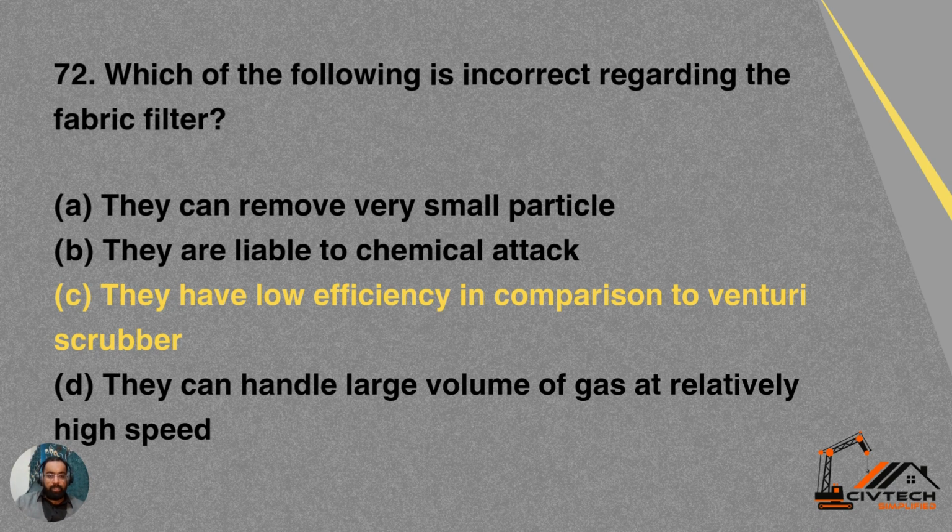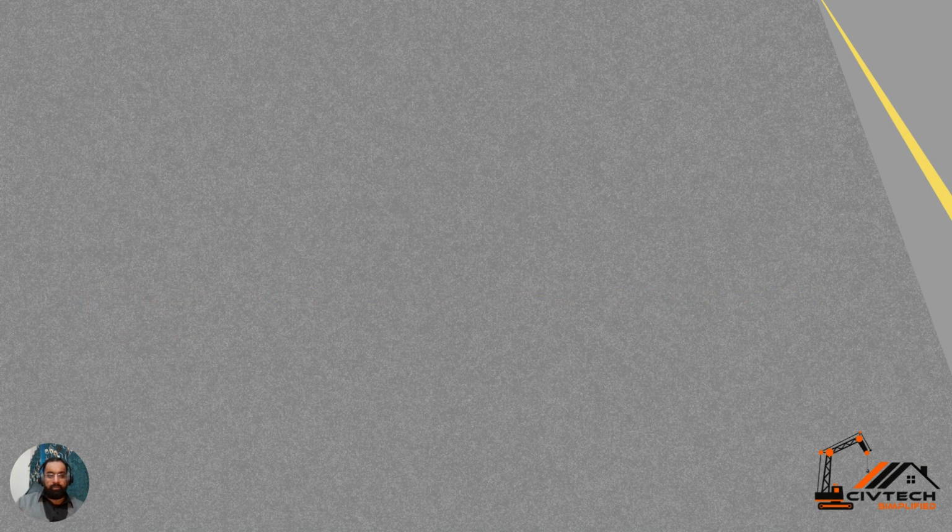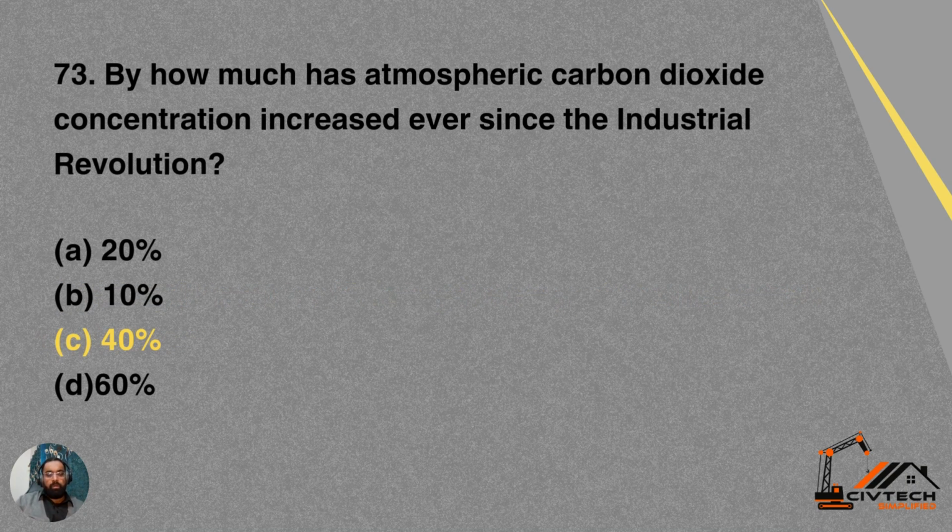So A, B, and D are correct. Fabric filters are used to remove very small particles. Yes, they are liable to chemical attack. They can handle large volume of gas at relatively high speed. Yes, it's correct. But C is the incorrect one. They have low efficiency in comparison to venturi scrubber. As they have high efficiency, therefore C is the correct answer for this question.